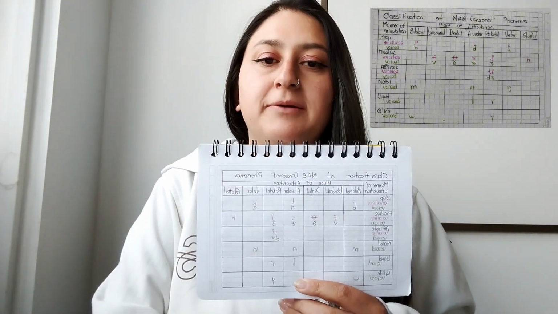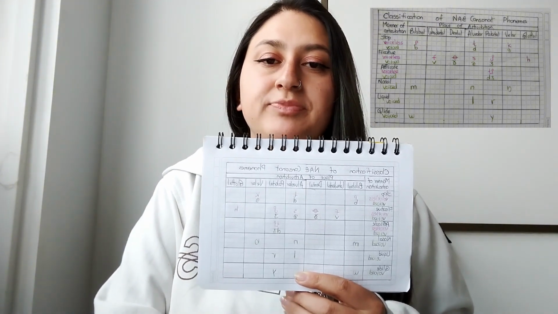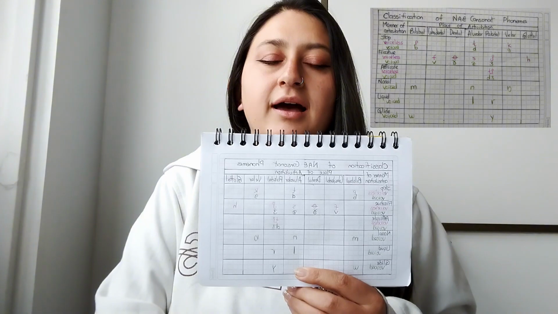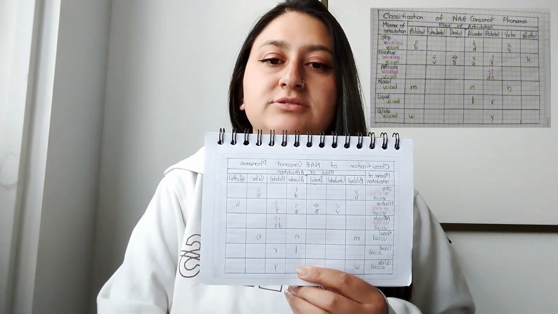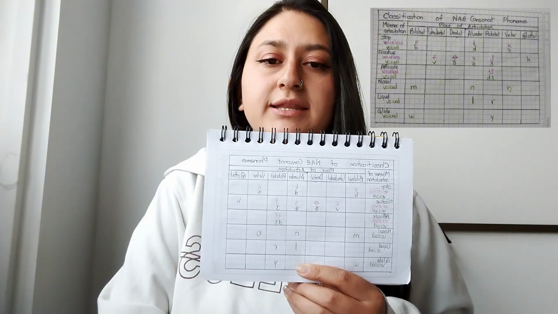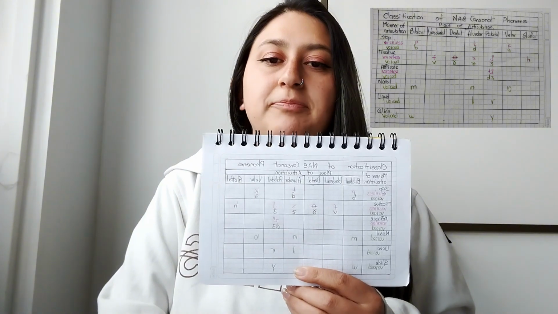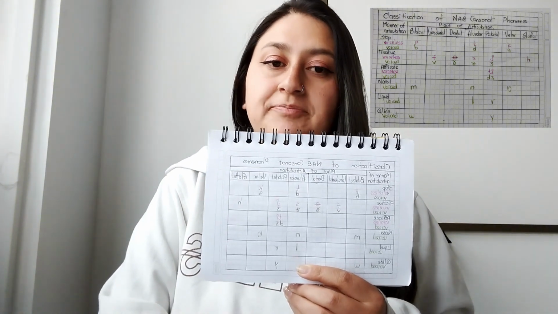First, the place of articulation, where we have the lips, teeth, alveolus, palate, and throat. And the classification is bilabial, labiodental, dental, alveolar, palatal, velar, and glottal.